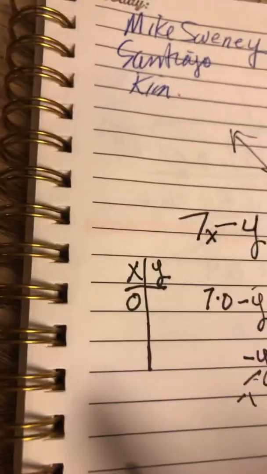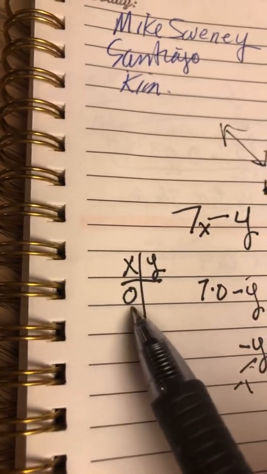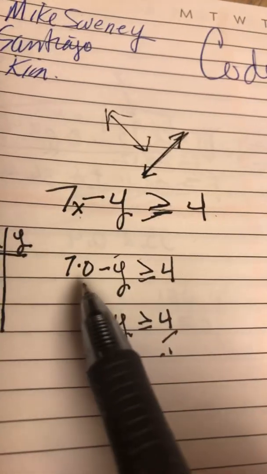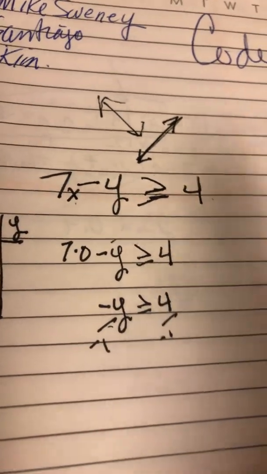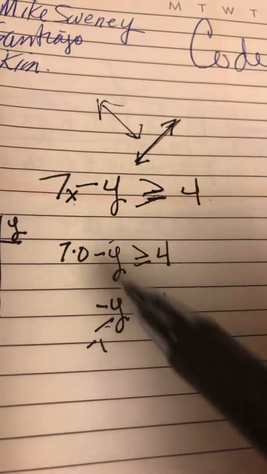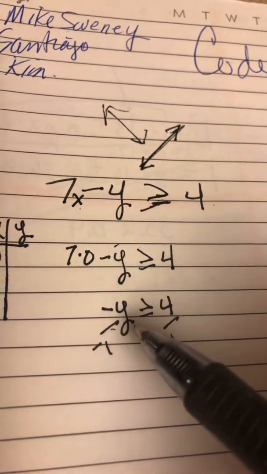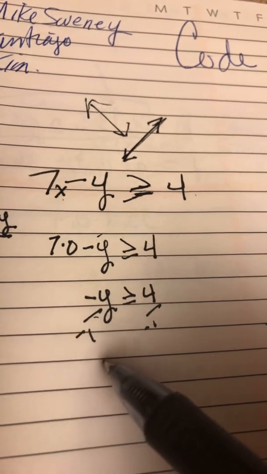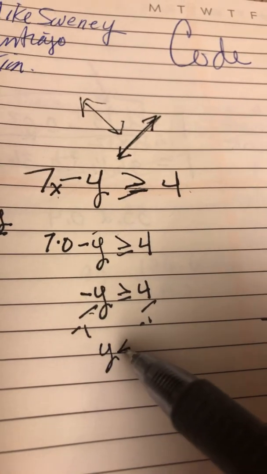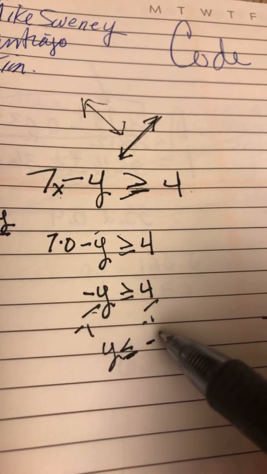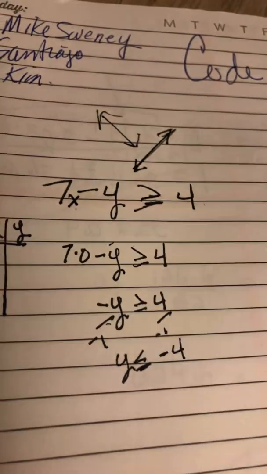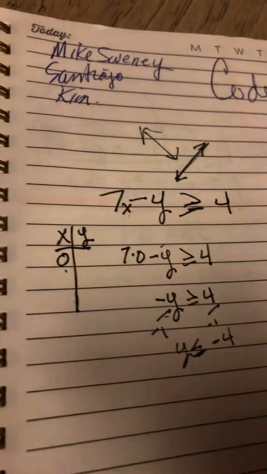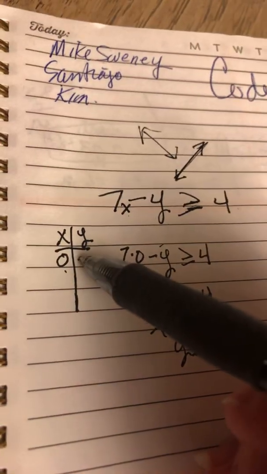So I've started over here. I said, what if x is 0? So I put 0 in for x, and I started working the problem out. And I got down here to negative y is greater than or equal to 4, so I divide both sides by -1. Technically, you're supposed to flip the inequality symbol at that point, but it won't change our answer here. So y is less than or equal to -4. So that's what we put here, -4.